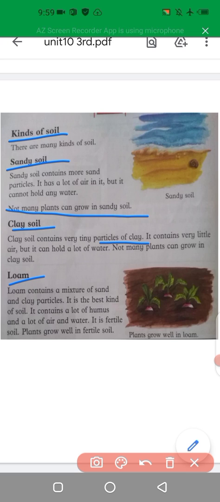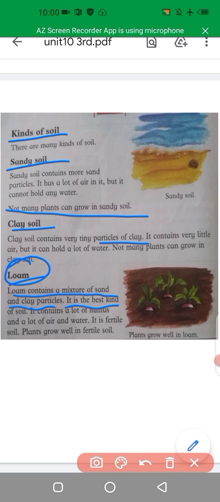Not many plants can grow in the clay soil. Now we have a loamy soil, or we can say a loam soil. Loam contains a mixture of sand and clay particles. It is best kind of soil because it is a mixture of clay and sandy soil.